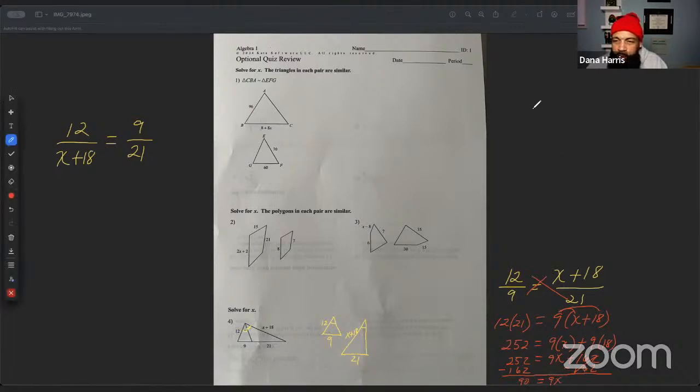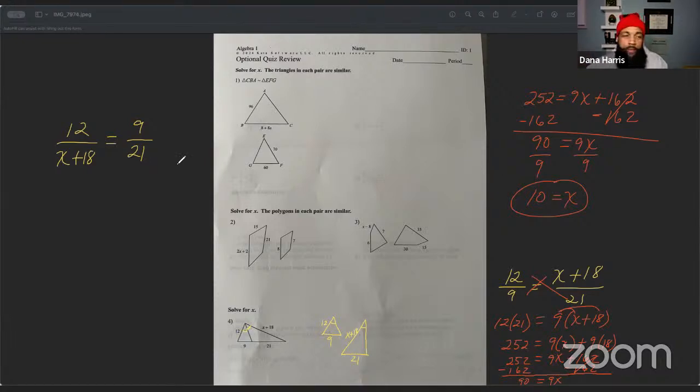So let's go back up here and rewrite this. 252 is equal to 9x plus 162. All right, so I subtract the 162 from both sides. And then that gives me 0. I have 90 equals 9x. And if I divide both sides by 9, I'm going to get 10 equals x.